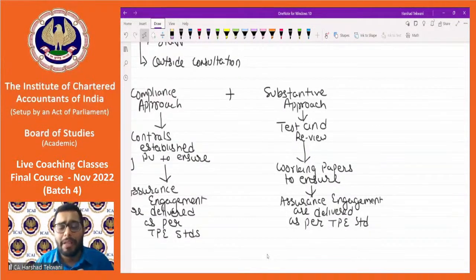Means they are as per the accounting standards or applicable Ind AS, engagement and quality control standards. Okay, any guidelines issued by the ICAI or council. Okay, any other laws and regulations which are applicable. So those are complied with while providing the assurance engagement. So I'll review the work papers to ensure that the assurance engagements are provided as per the TPE standards.